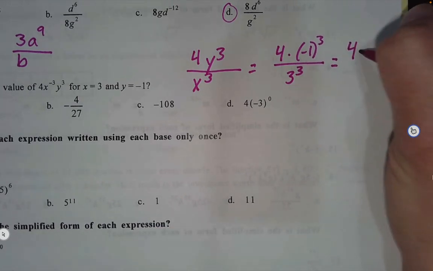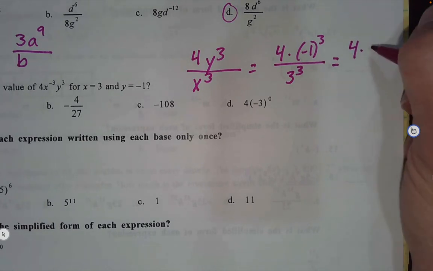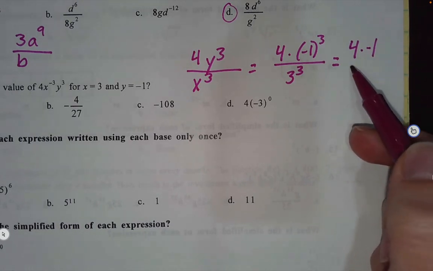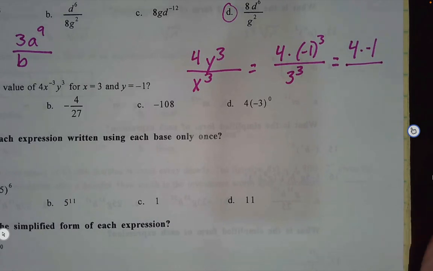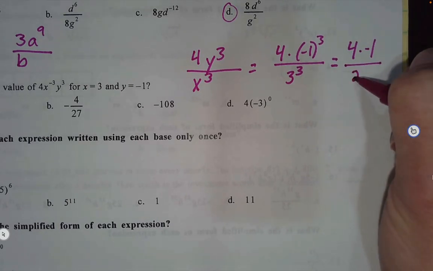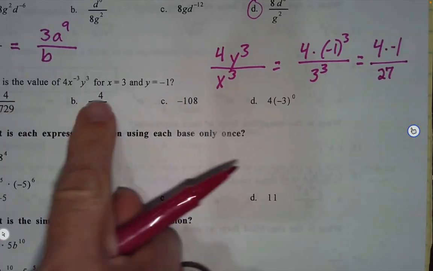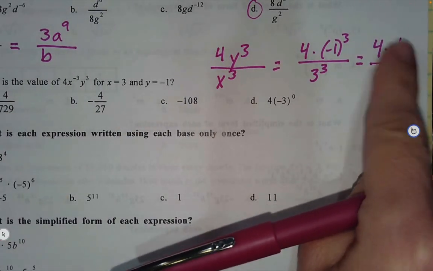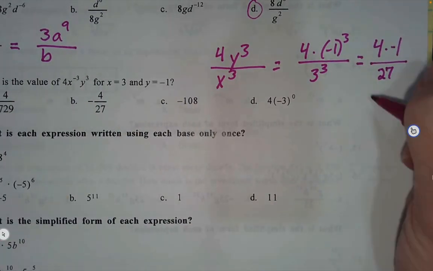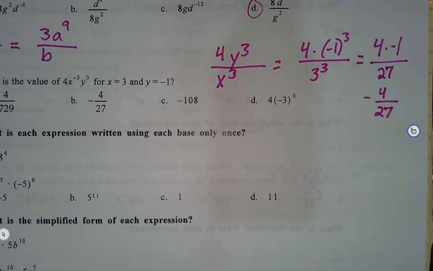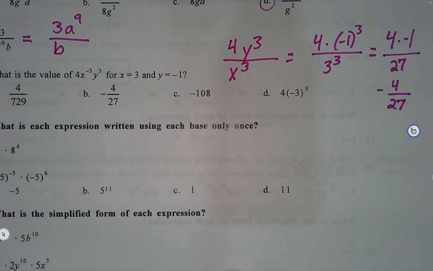Now let me just figure out what those numbers are. So what is negative 1 to the 3rd power? It's negative 1. Type it in your calculator if you need to, okay? Highly recommend using the calculator to check yourself. What's 3 to the 3rd power? 27. So can you tell what your answer is going to be? They have answer choices. I have 4 times negative 1. What's that? So I have a negative 4 over 27. And that answer is B.